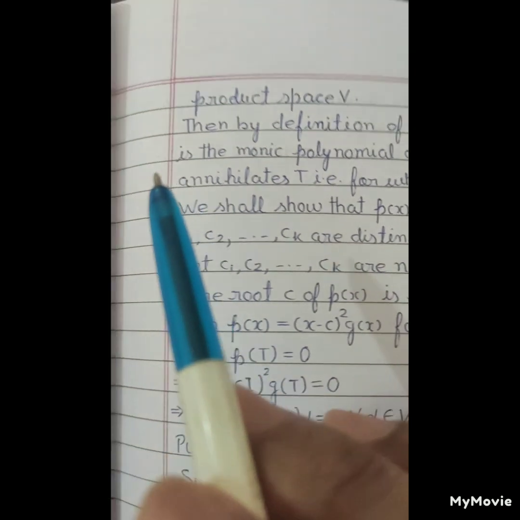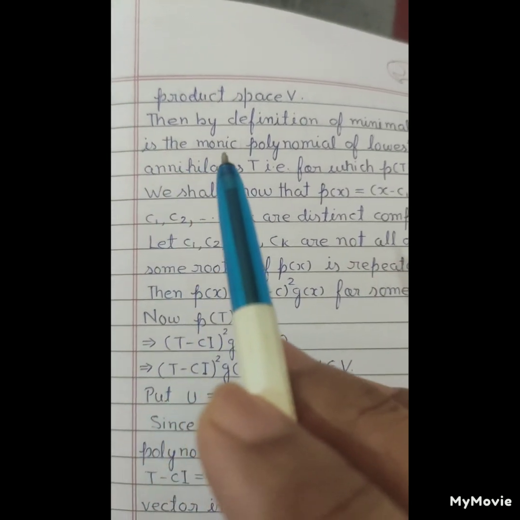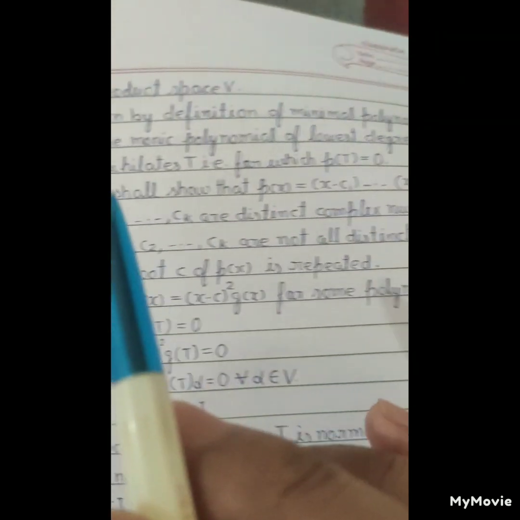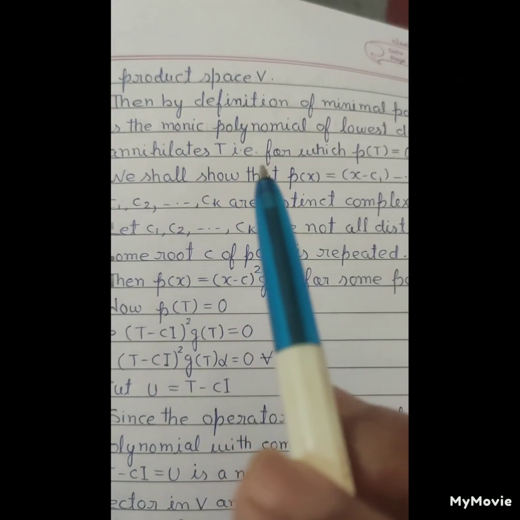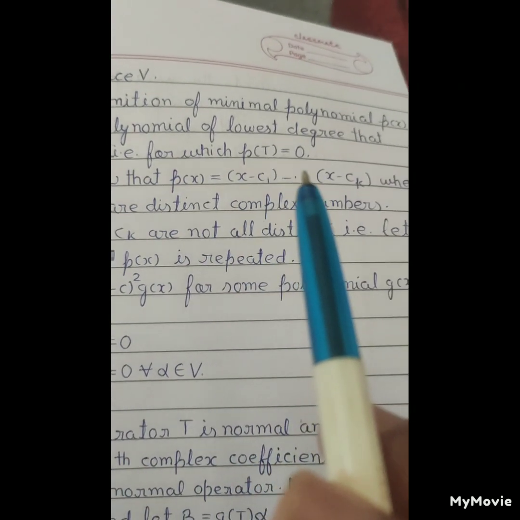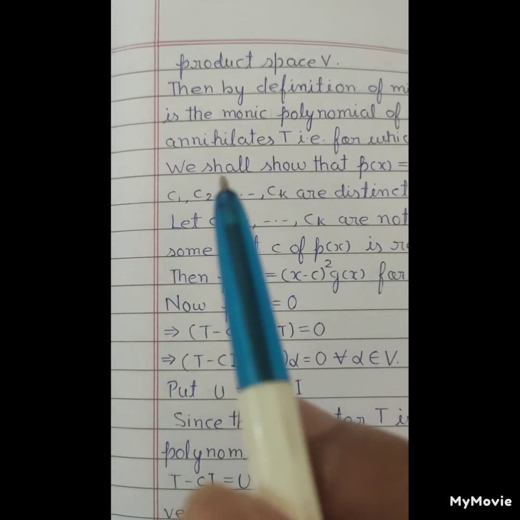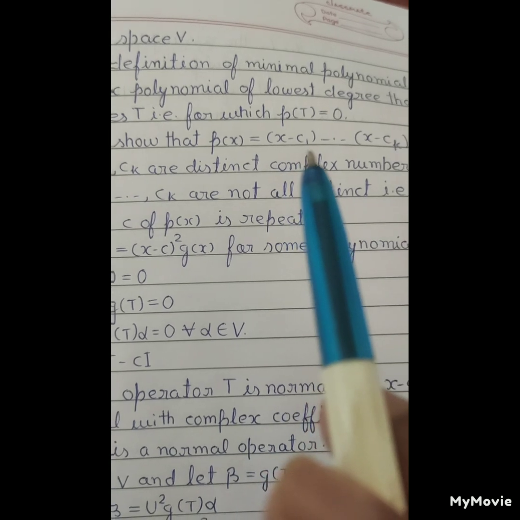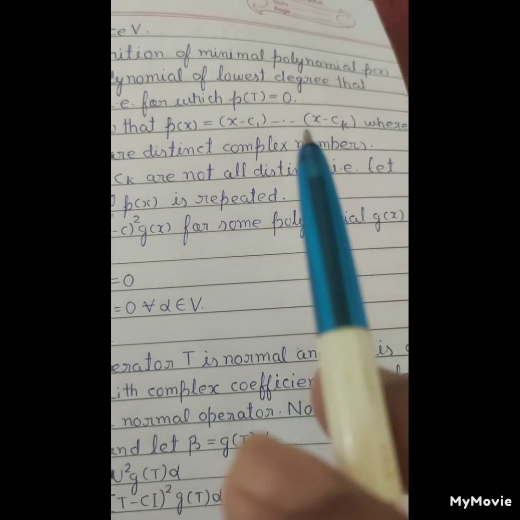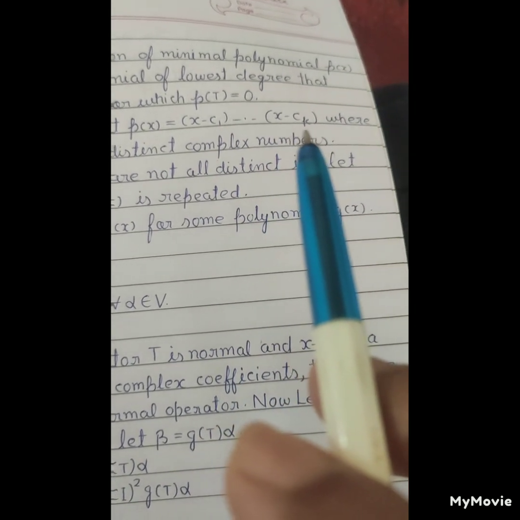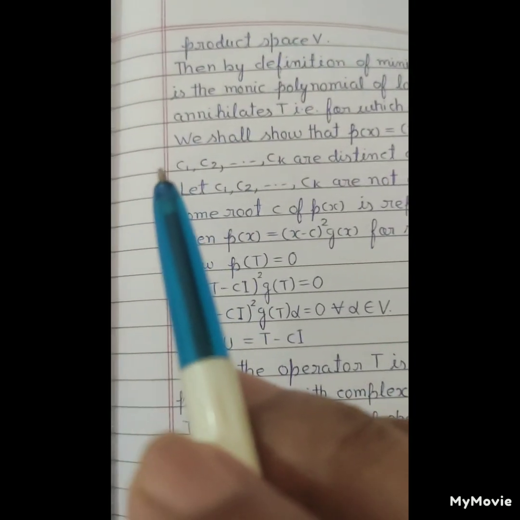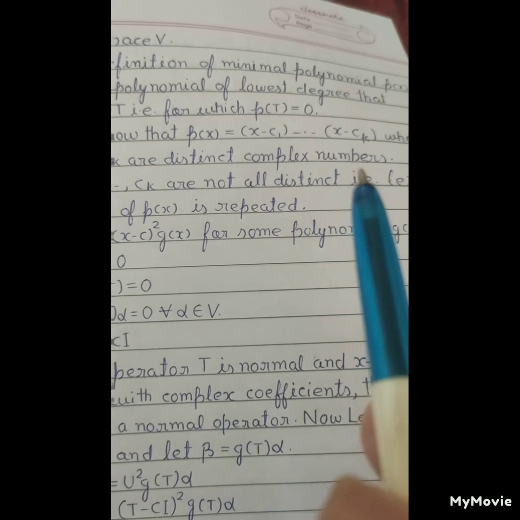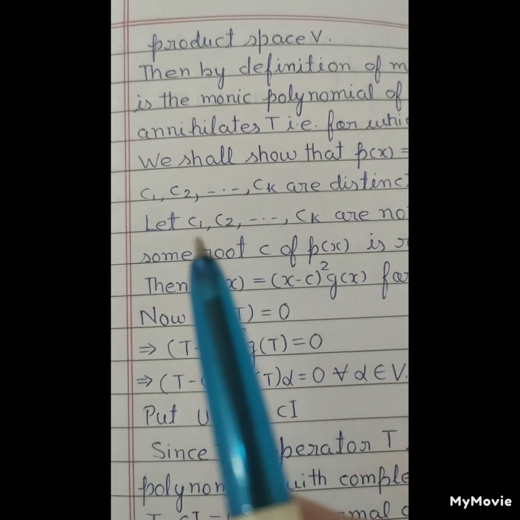Then, by the definition of minimal polynomial, p of x is the monic polynomial of the least degree that annihilates T, that is, for which p of T equals 0. We shall show that p of x equals (x minus c1) and so on into (x minus ck), where c1, c2 and so on ck are distinct complex numbers.